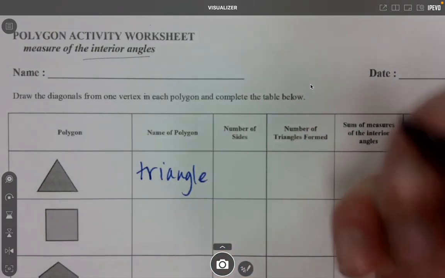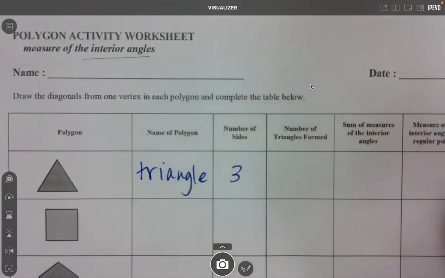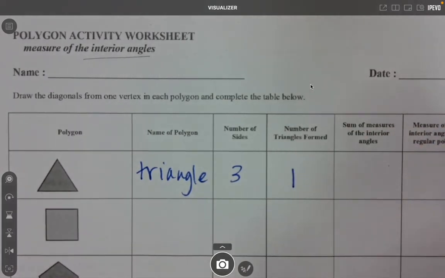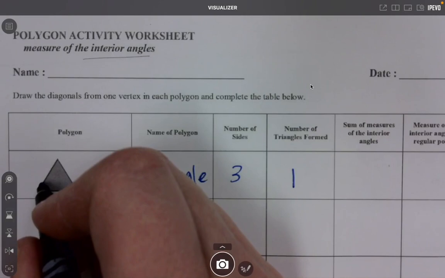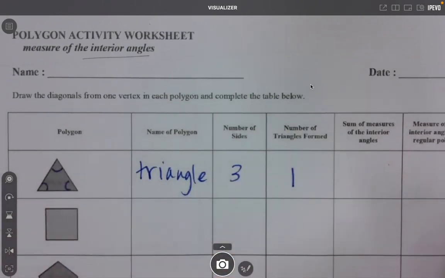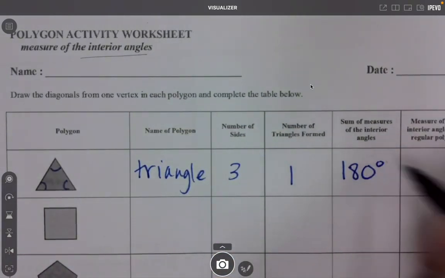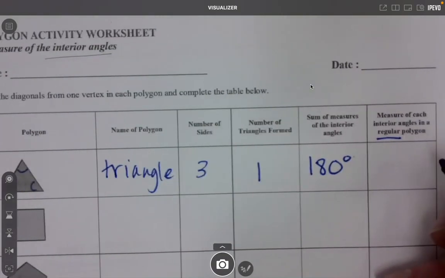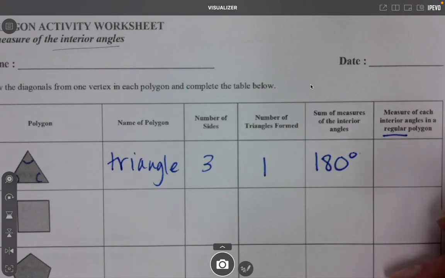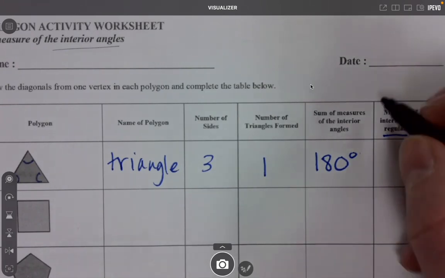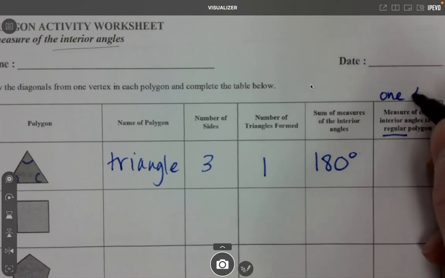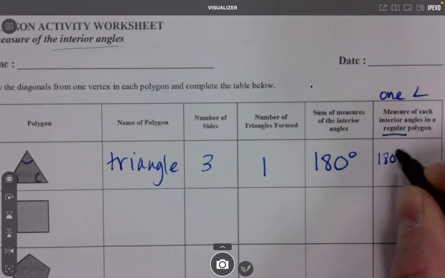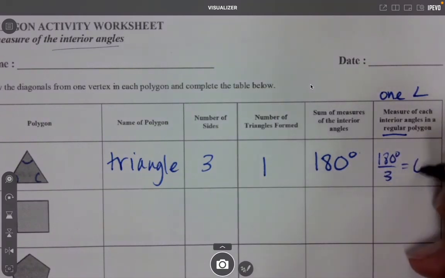And we know that a triangle has 3 sides, and we know that there's just one triangle formed, and we know that my angles inside my triangle, so these 3 angles here, add up to 180 degrees. And if it is a regular polygon, that means all your sides and angles are equal, and I wanted to find the measure of just one angle, so this is going to be our one angle formula, I would take that 180 and divide it by 3, and so I would get 60 degrees.